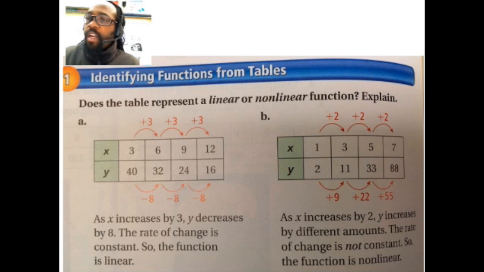Let's look at this side over here. The x is increasing by 2 each time. Okay, but what is happening with y? It goes 9, then 22, then 55. That's not regular intervals. The change is not constant, so it is not linear. That is one thing you need to remember. So tomorrow in class, let's pay attention to what those are, and we should be able to figure out pretty easily what is linear and what is non-linear, both graphically and with the chart. It'll be fun. See you tomorrow.